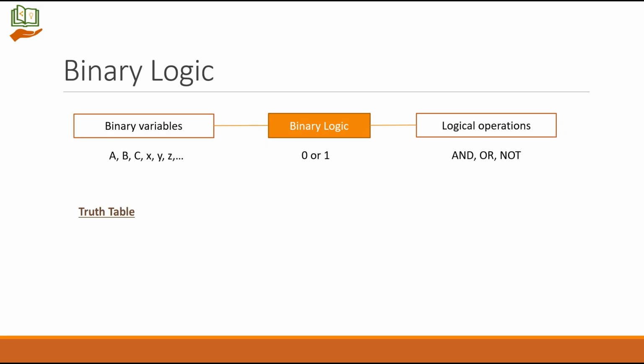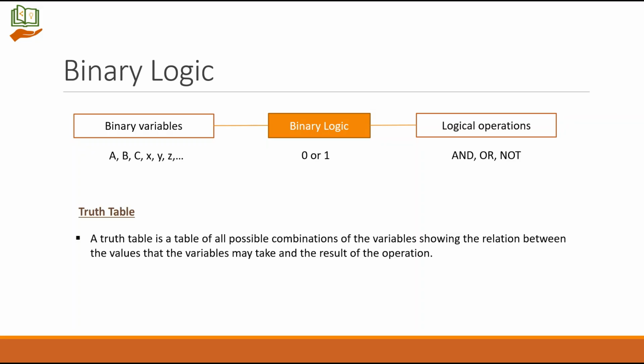I would like to remind you what a truth table is here. This is a table of all possible combinations of the variables, showing the relation between the values that the variables may take and the result of the operation. Every combination is listed in a separate row. If there is a combination of 1 and 0, that will be listed in a separate row. When it is 0 and 0, it will be represented in a separate row. So if you have an idea about truth tables, I think you will be able to understand these two statements.